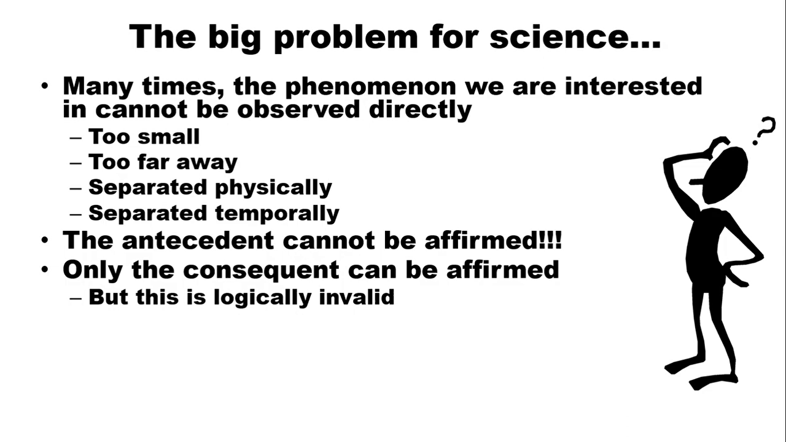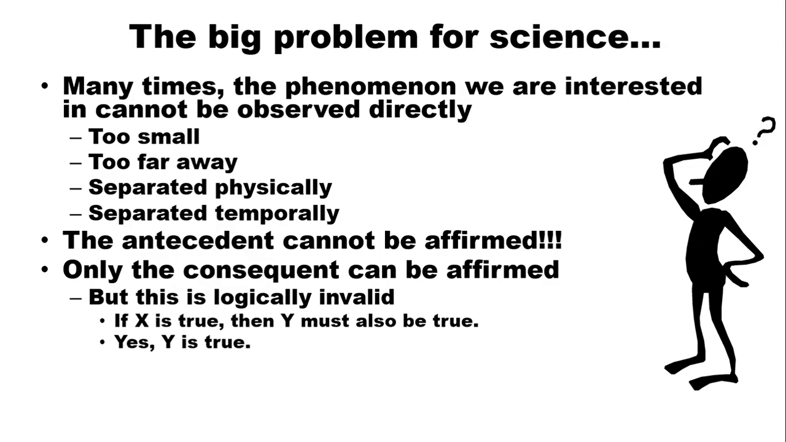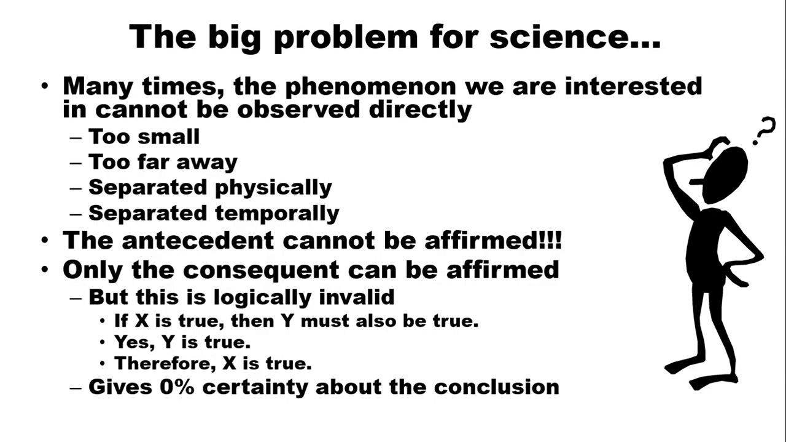But affirming the consequent is logically invalid. If X is true, then Y must also be true. If we affirm the consequent, yes, Y is true, that doesn't prove that X is true. So if Leo is a lion, then Leo has claws. Yes, Leo has claws does not prove with any certainty that Leo is a lion, because Leo could be a bird or a bear or some other creature with claws. And so from an argument like that, we really have no certainty in the conclusion.